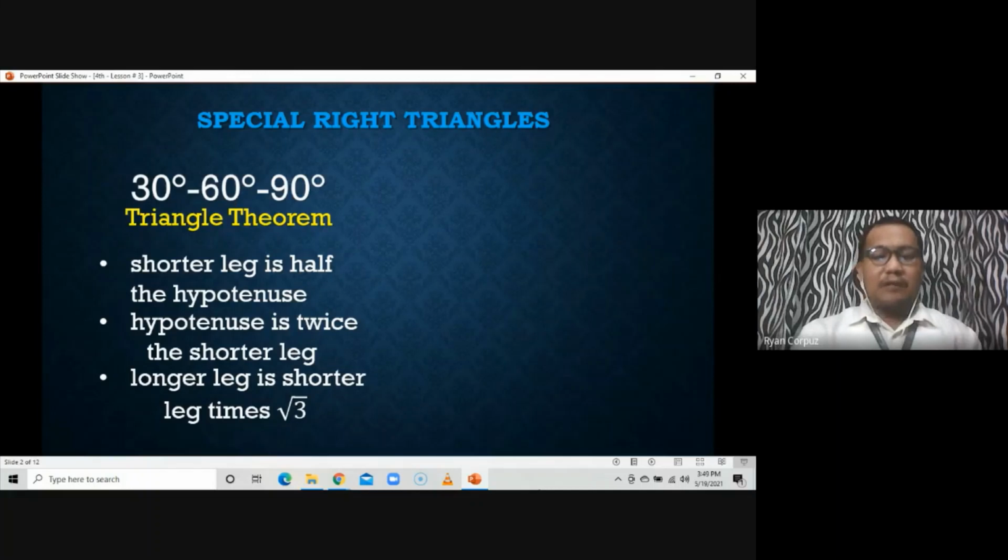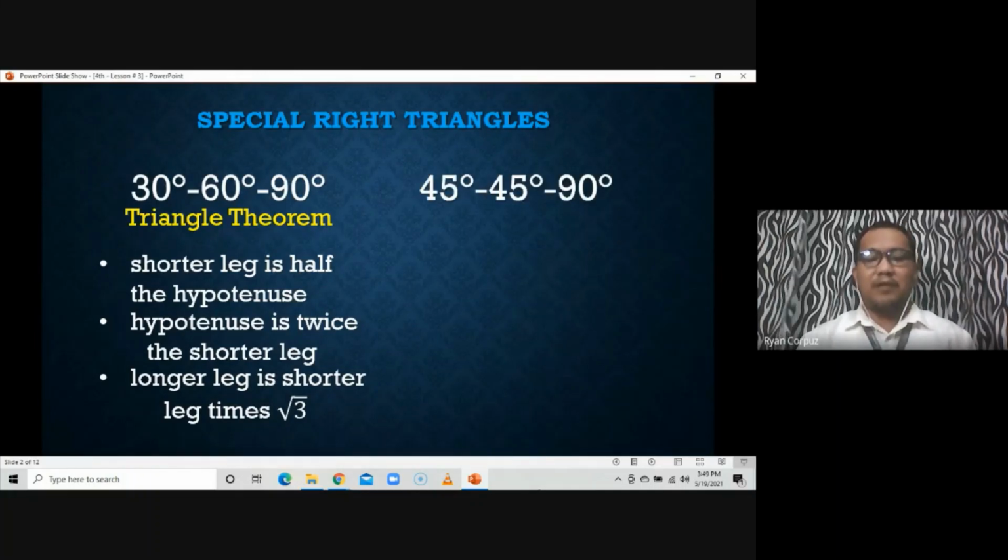Another special right triangle is a 45, 45, 90 degree special right triangle. That's why meron tayo na form din na 45, 45, 90 degree triangle theorem. So in a 45, 45, 90 degree special right triangle, since the two measured angles are the same, that means the right triangle that we are pertaining to is what we call an isosceles right triangle.